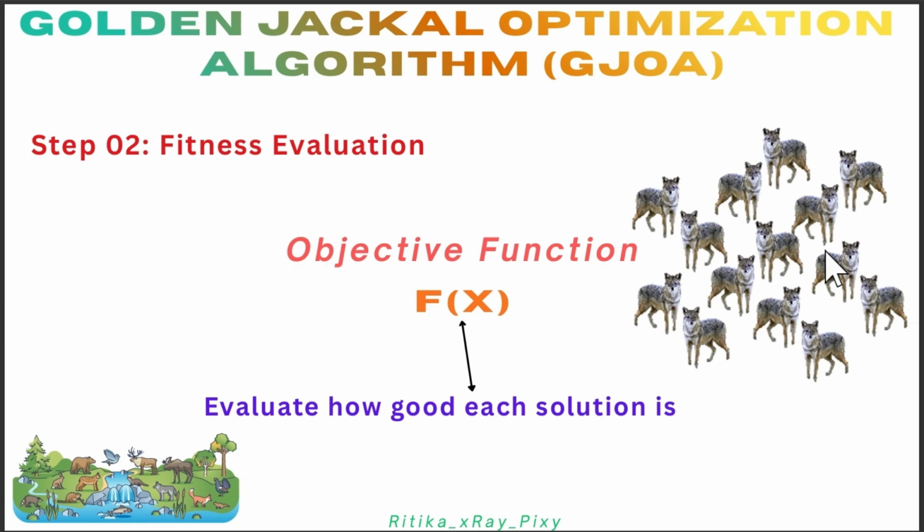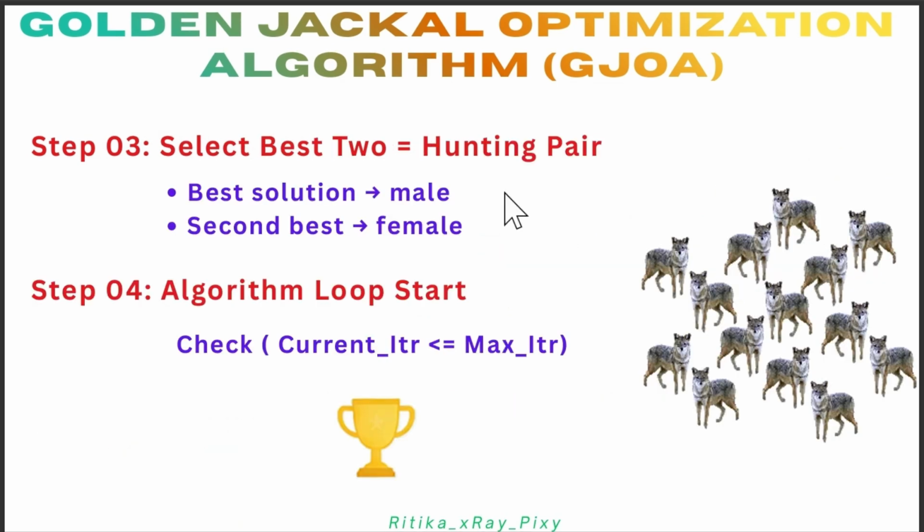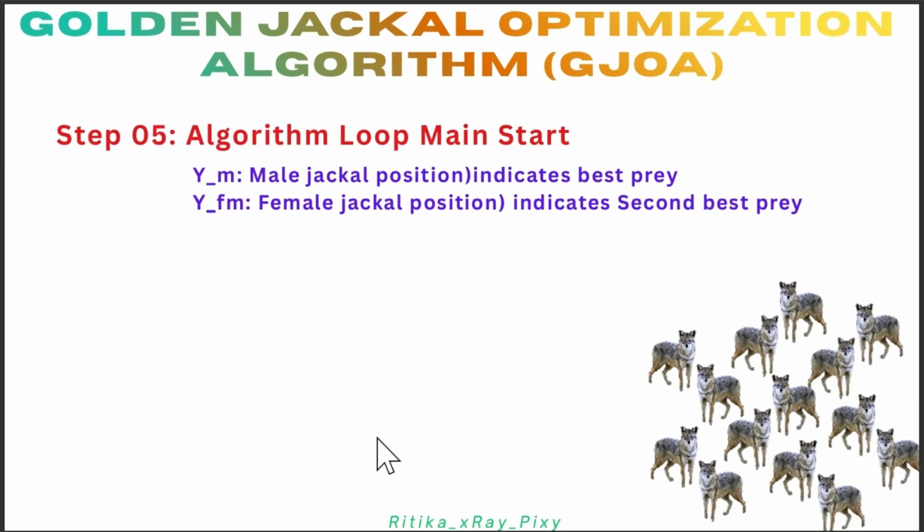Then we will start the main loop, and here we set the maximum number of iterations, how many times we will repeat the loop, and after that we will display the best solution. So we will initialize the coordinates. Here we have the male jackal and female jackal positions. The male jackal is the best prey, and the female jackal is the second best prey.